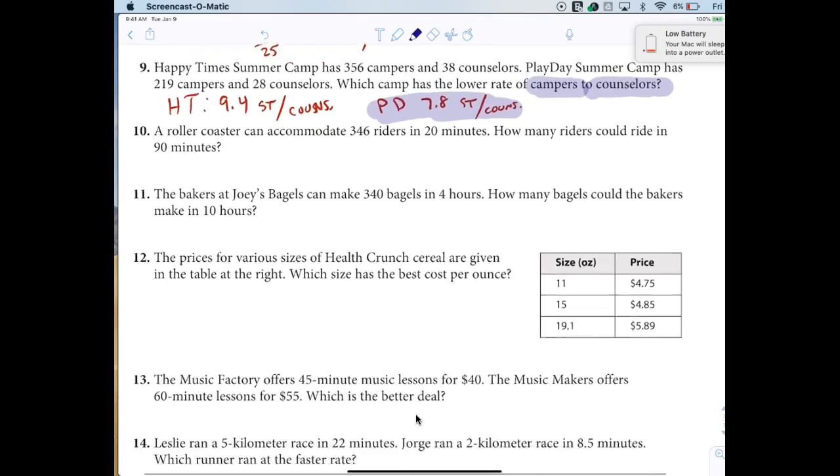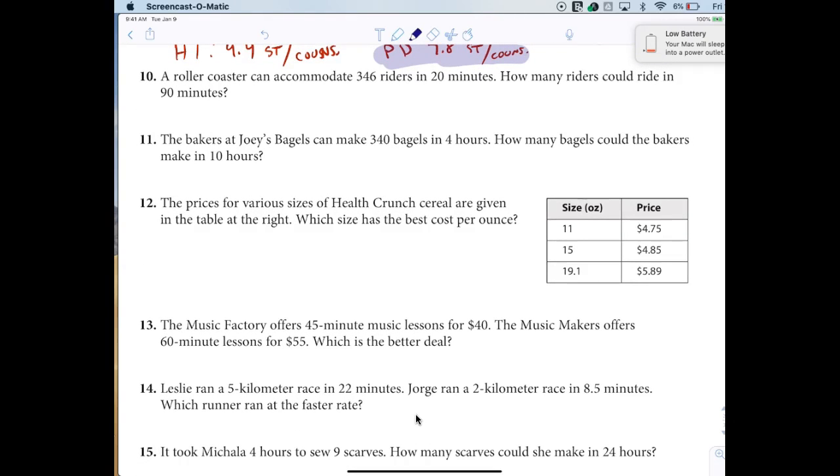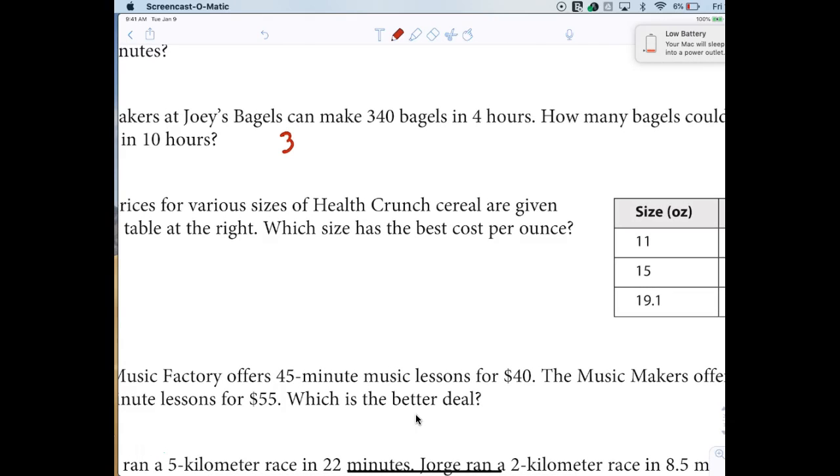Number 11, go. Wow, Alden, what did I tell you to do? So which one are you going to do? Wow, brilliant. The bakers at Jewish bagels make 304 bagels in 4 hours. How many bagels could the bakers make in 10 hours? So what do I want you to do first? You will need to divide 304 by 4. Why? Unit rate. That's exactly right.